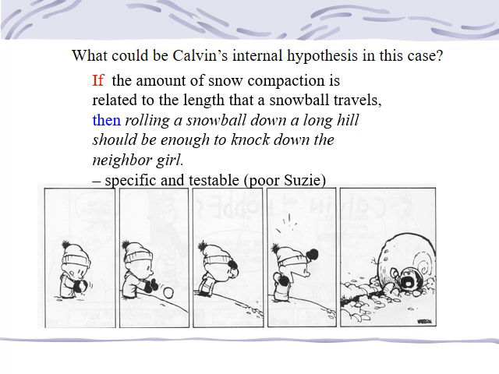The one I came up with, and yes, it may not be as simple as yours, but the one I put in an if-then format is: if the amount of snow compaction, the amount of snow that builds up, is related to the length that a snowball travels, then rolling a snowball down a long hill should be enough to knock down the neighbor girl. Again, Calvin thought about this, and then he said, I can test that, and much to Susie's dismay, it worked.